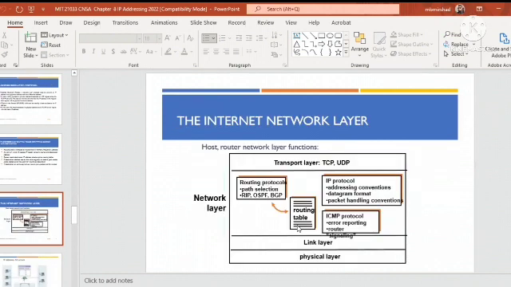Then, if you look at the internet network layer especially, these are some of the protocols operating in the network layer. Basically, the routing protocols are used for creating the routing table. Protocol examples are RIP, OSPF, BGP. These are some of the protocols used by the routers to create the routing tables.